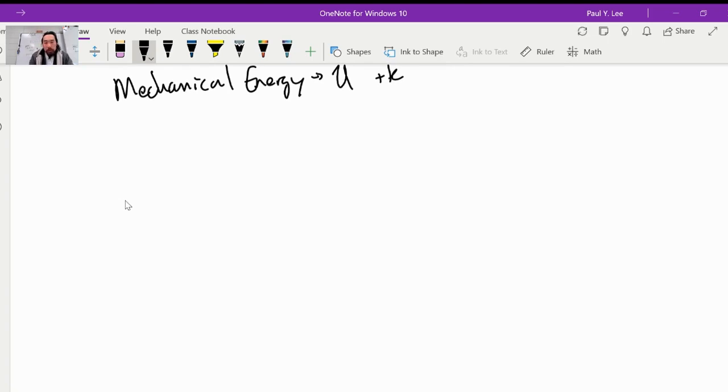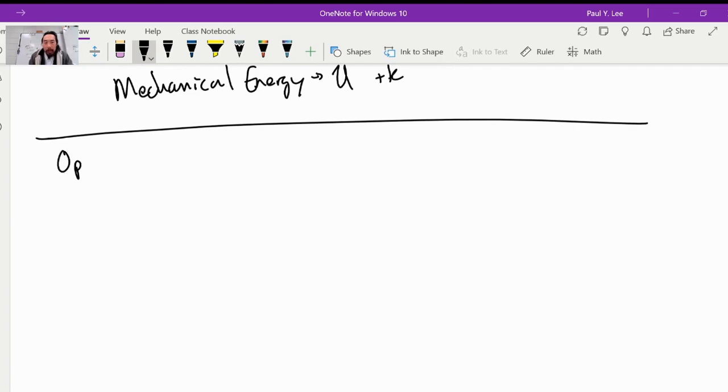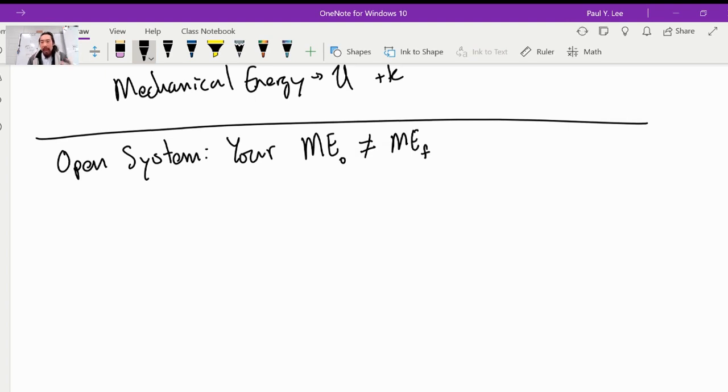So first thing, let's start off with a definition. We can just start off by going against what is a closed system. So an open system, we can say that your mechanical energy initial, so your potential and your kinetic energy, does not equal your mechanical energy final. Okay, so something has changed the types of energy along the way. All right, and so what this tells us is that energy is taken away from the system or added to the system. And we'll see the distinction between the two.